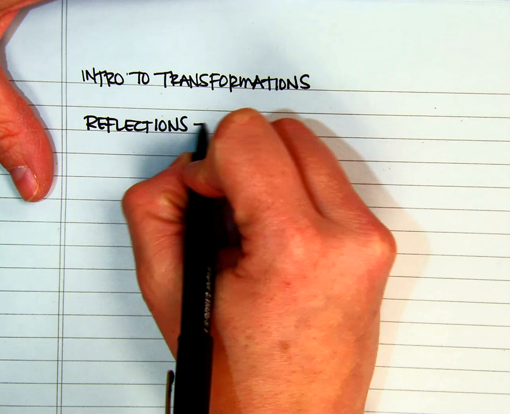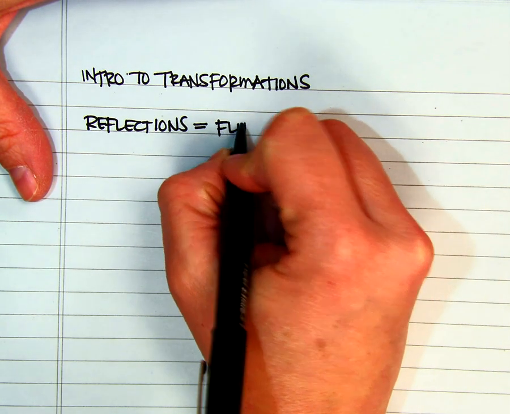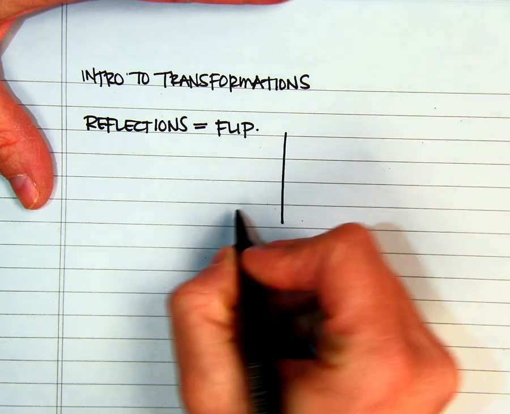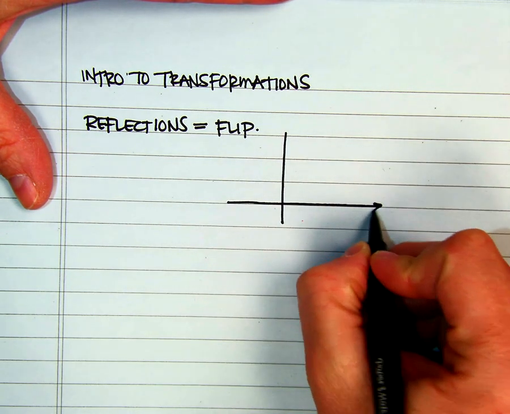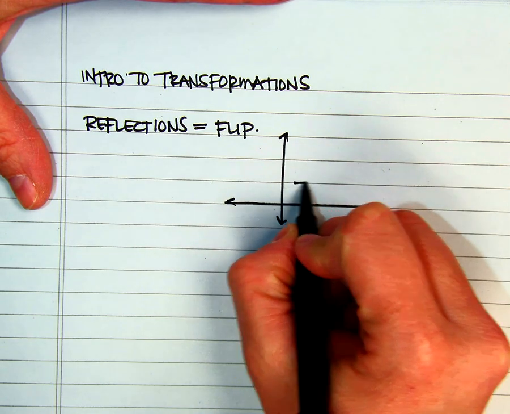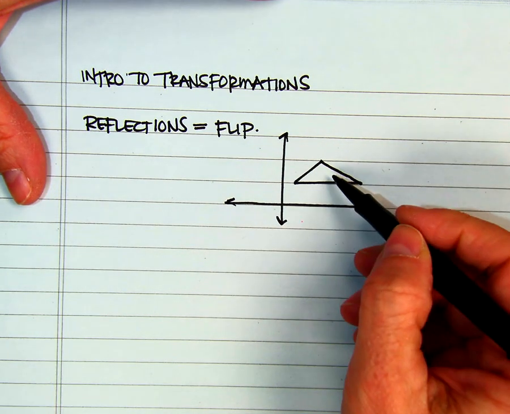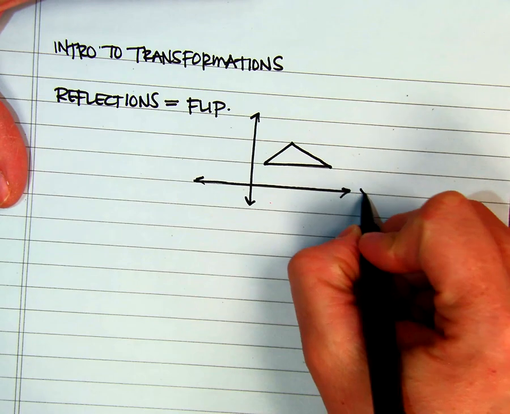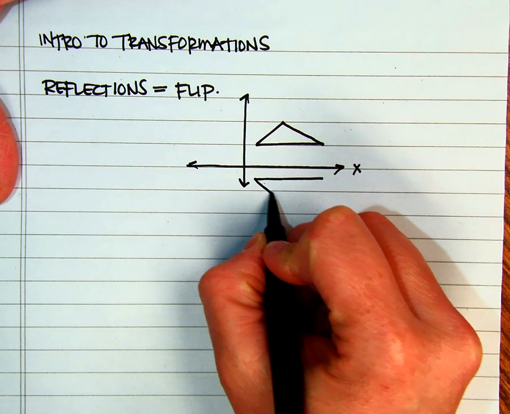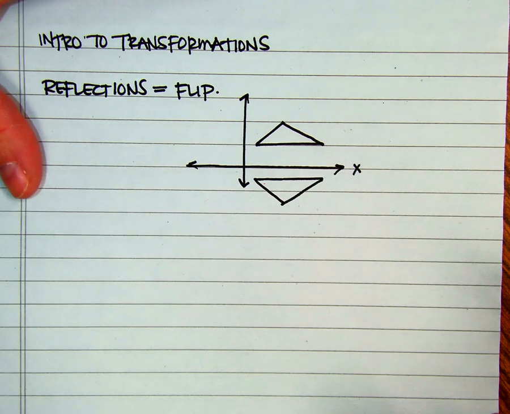which, think of these as a flip. So if we had a coordinate plane and we had a figure here, if I flipped it about the x-axis, then that would put it down here. Okay, that is a reflection.